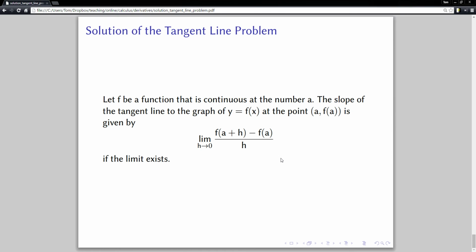So in the next video, what we're going to do is introduce another name for this limit here. It's called the derivative at a point. And then we're going to do some small examples of how to calculate this limit.